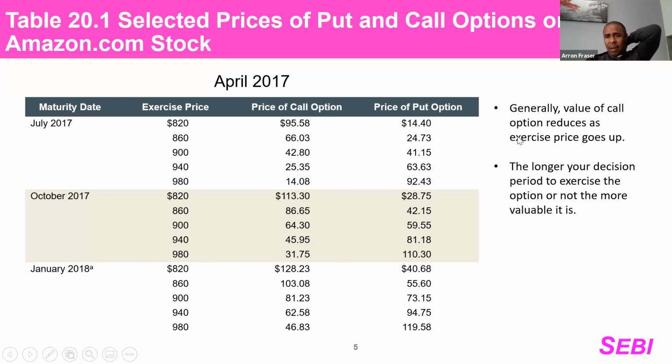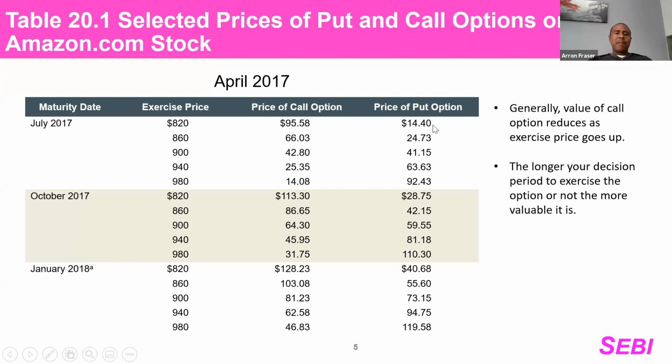Generally, the value of a call option reduces as the exercise price goes up. We see that as the exercise price goes up, the value of the call option goes down. And the longer the decision period to exercise the option or not, the more valuable it is. For the same exercise price of $820 in July, you'll pay $95.58. Three months later in October, you pay $113.30 for the same exercise price. And three months more into January, you'll pay $128.23 for the same exercise price.